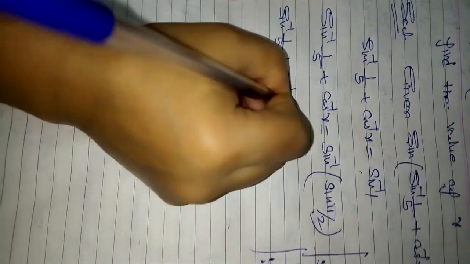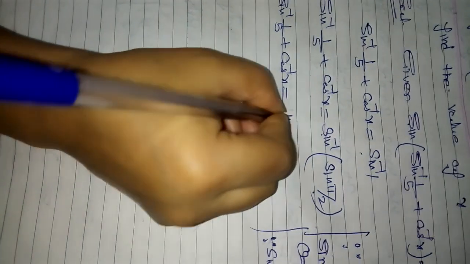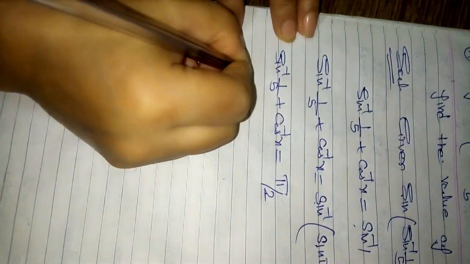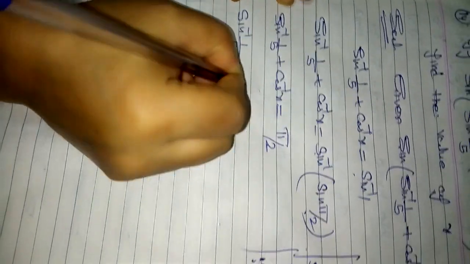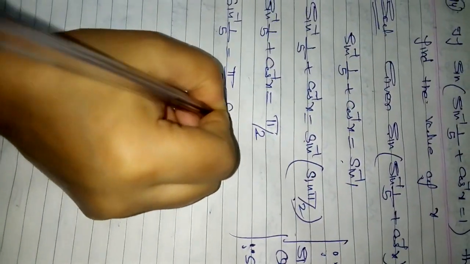So sine inverse 1 by 5 plus cos inverse x equal to sine inverse, cancel with this. What is left? Pi by 2. Now next term, sine inverse 1 by 5 equal to pi by 2 minus cos inverse x.